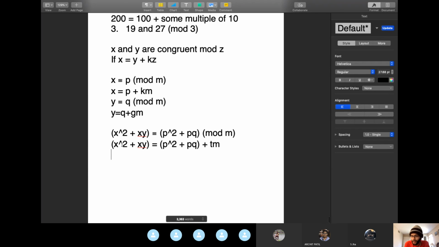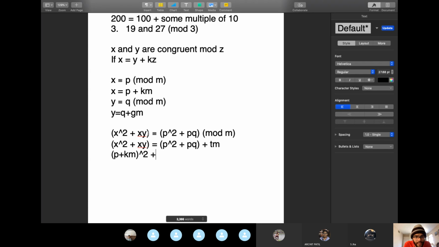Let us substitute the values of x and y from what they gave us. So x squared becomes p plus q the whole squared. Okay, sorry, not p plus q the whole squared. What is x? x is equal to p plus km, the whole squared. I'm sorry about that. p plus km the whole squared.